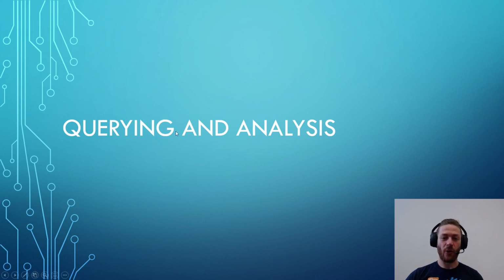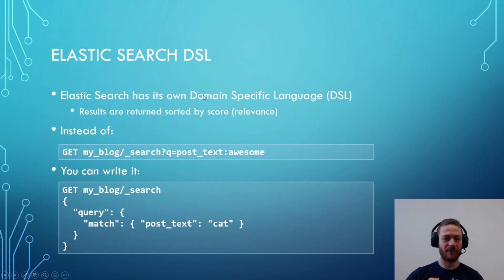Let's talk about querying and analysis a bit. So Elasticsearch has its own domain-specific language. Like I said, querying Elasticsearch is completely custom. It's not SQL, it's not the same as in MongoDB, for example, so it's completely custom. And results are returned sorted by score, like I said. So you have the domain-specific language which scores the results.